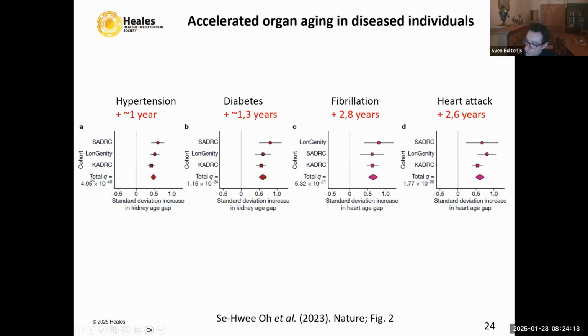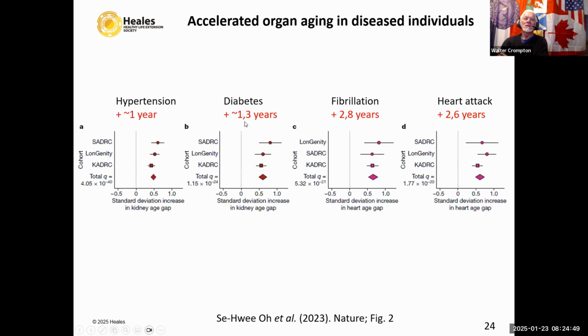And so here you see, for example, this is kidney aging, these are heart aging, and people with older kidneys, so people who have hypertension have 1 year older kidneys. People who have diabetes have 1.3 year older kidneys. People who have atrial fibrillation have 2.0 years of accelerated heart aging, and people who had a heart attack have 2.6 years of accelerated heart aging. So again, diseases correlate with older ages of the organ.